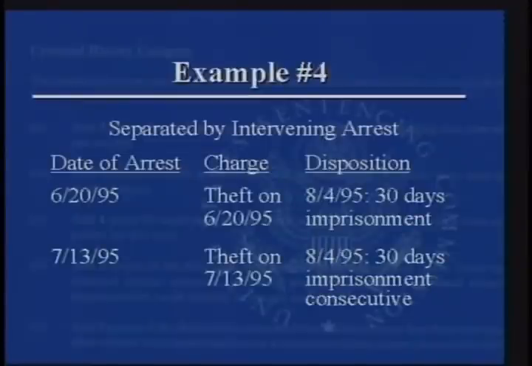Now, we have an example to show exactly what we're saying here. Here we have a situation where we have two theft sentences. They were actually consolidated for sentencing, you can see in the third column under the disposition. However, if you take a look at the first column, you see that for the first theft case, there was an arrest on June 20th, 1995, and the second arrest occurred on July 13th, 1995. So there were obviously two different arrest dates. So even though the court brought them together at sentencing and consolidated them, we would consider them unrelated because of the intervening arrest. So we'd count those separately and assign points to each one.